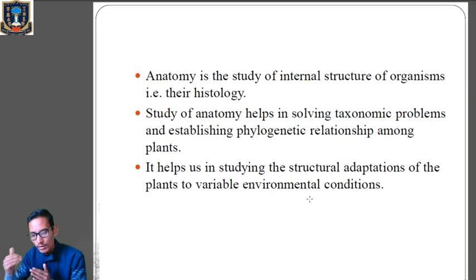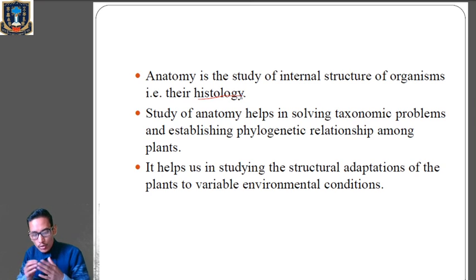Here we are going to learn about the cell and the different types of tissues. It comes under the anatomy of flowering plants. It's also called histology. Histology means the study of tissues.